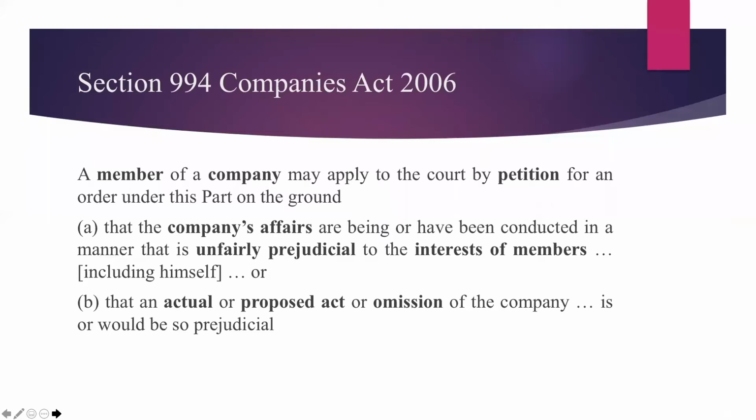Section 994, of course, provides a member of a company may apply to the court by petition for an order under this part on the ground, A, that the company's affairs are being or have been conducted in a manner that is unfairly prejudicial to the interest of members, or B, that an actual or proposed act or omission of the company is or would be so prejudicial.